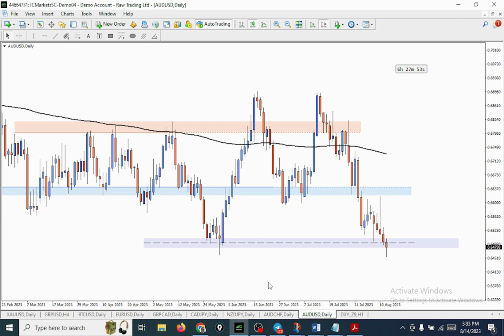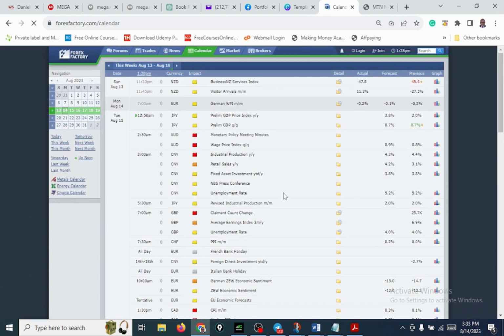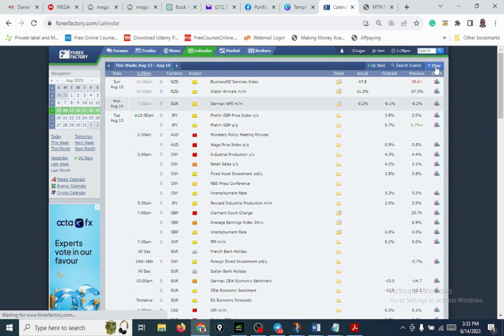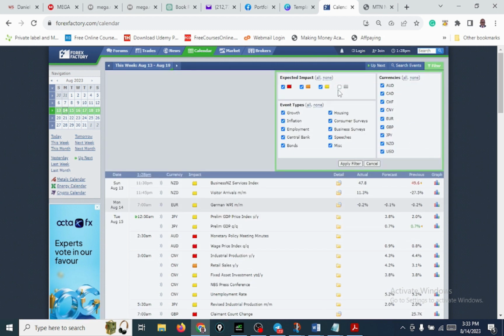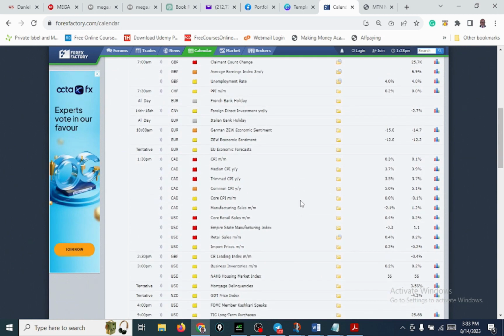So guys, these are just the things I want to show us today. Again, if you look at what the calendar is saying, you'll see that the market is going to show a lot of fundamental perspective on the major currencies. Let me show you what I mean. Let me filter this. I want to see only the high impact news, and I apply the filter.